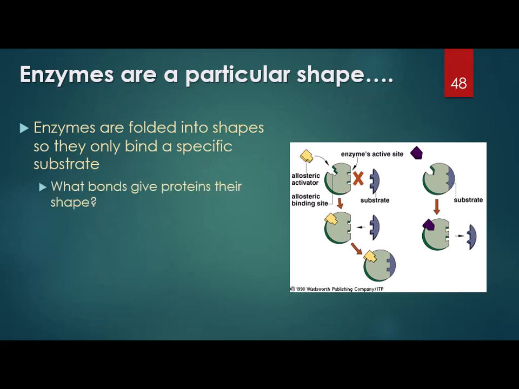What bonds give proteins their shape? Hopefully you remember this from just a few minutes ago. Hydrogen bonds. Okay. What kinds of things break those hydrogen bonds? A change in temperature or a change in pH. So this, like what we talked about in Unit 1, this is why it is so important that we try to maintain 98.6 and pH 7.4.